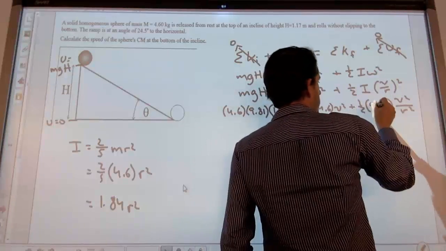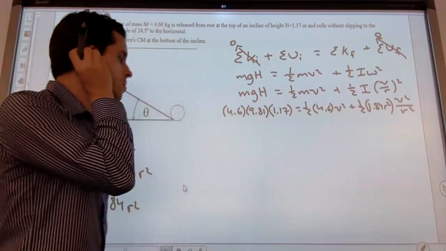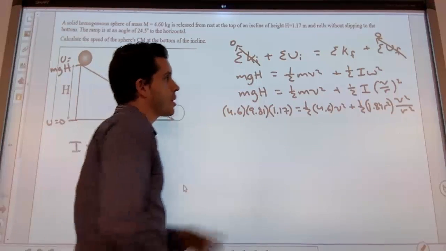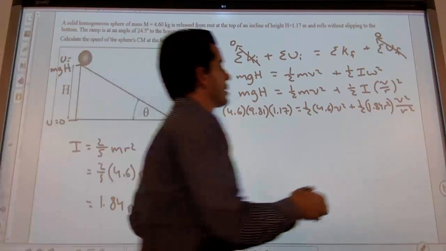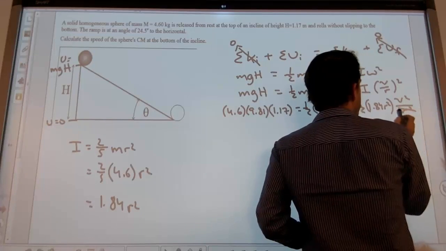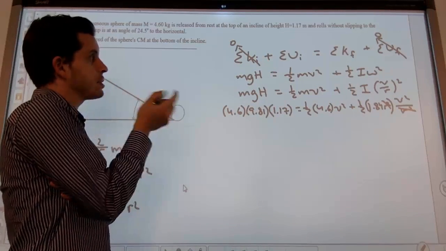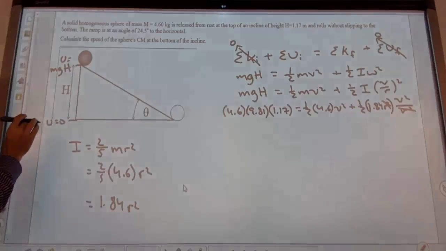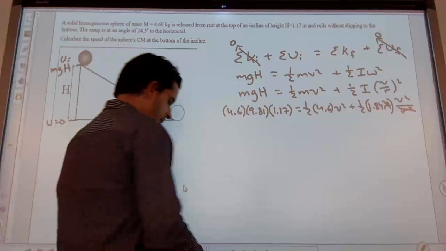But as we saw a second ago, we didn't actually need the radius. Regardless of how big the sphere is, this r squared is going to cancel. So that's an interesting side note of this problem. The speed at the bottom of the incline won't care how big the radius was. Now, the rest is solving for v.